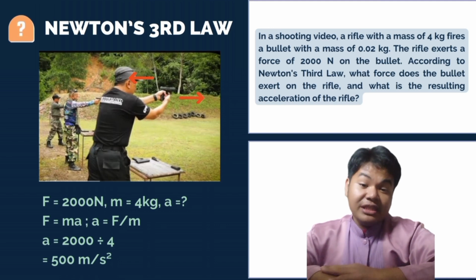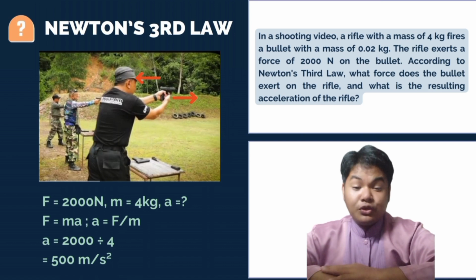We know that we use the formula F = ma. We want the acceleration of the rifle. We have F, which is 2000 Newtons, and the mass of the rifle is 4 kg. Then we want a. So a = F divided by m, which gives a = 2000 Newtons divided by 4 kg, and the acceleration is 500 meters per second squared.